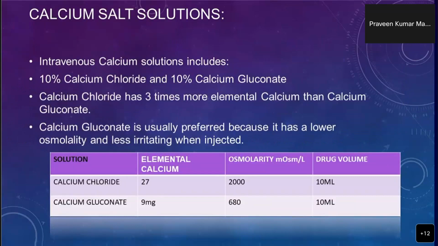Treatment of hypocalcemia includes calcium salt solutions. The available intravenous calcium solutions are 10% calcium chloride and 10% calcium gluconate. Calcium gluconate is most commonly preferred because it has lower osmolality and is less irritating when injected. The elemental calcium in calcium chloride is 27 milligrams, and in calcium gluconate, it's 9 milligrams. The osmolarity of calcium chloride is 2000 milliosmoles per liter, and in calcium gluconate, it's 680 milliosmoles per liter.